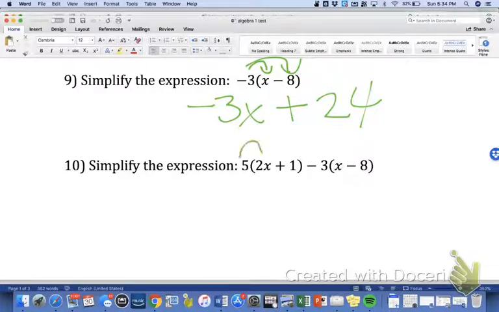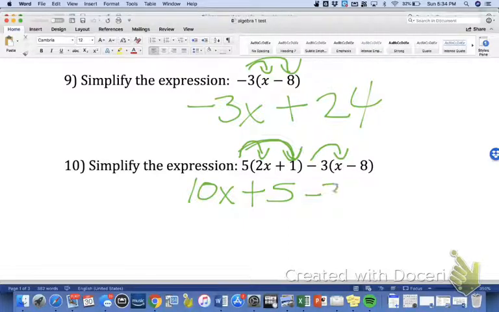Number 10, I have a couple of different sets of distributive property I need to do. So I'm going to do the first one. So 5 times 2x is 10x. And then 5 times 1 is 5, and everything's positive. Here, I've got a negative 3 times x, which means that's going to be a minus 3x. And negative 3 times negative 8 is going to give me plus 24.